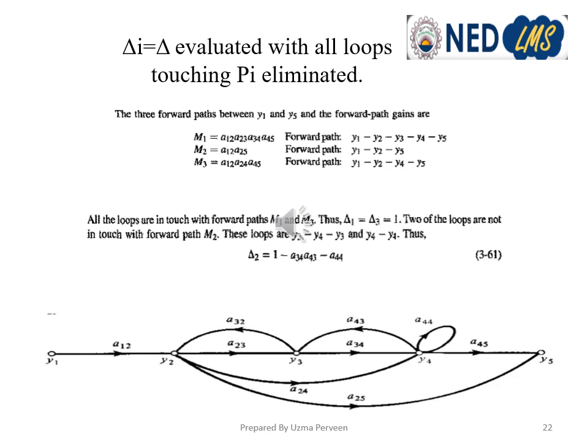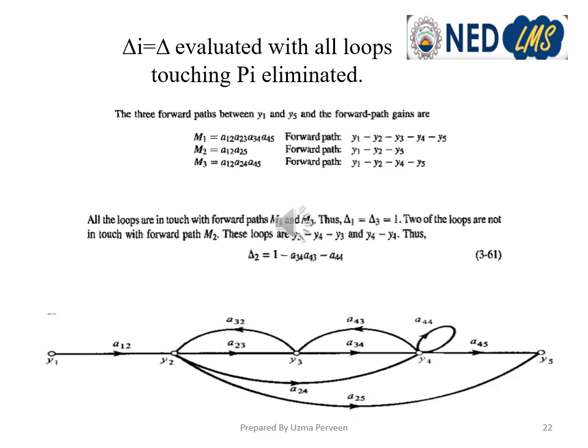Now to calculate del 2, we'll see forward path 2. The forward path 2 is A12, A25. That is from Y1 to Y2 and then Y2 to Y5. You can see here that the first loop, that is from Y2 to Y3 and then Y2, is actually touching this forward path because the Y2 node is common.